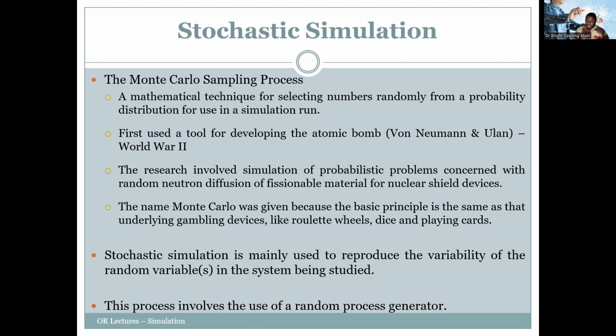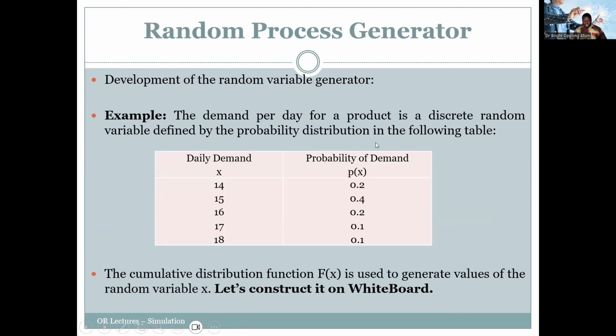And we'll look at some few examples and we'll be able to understand what we mean by random process generator. This is a typical example. It's a demand per day for a particular product. We're seeing that the demand is seen to follow a discrete random variable. The demand is a discrete random variable and is defined by the probability distribution as follows.